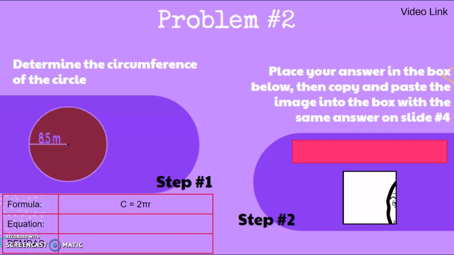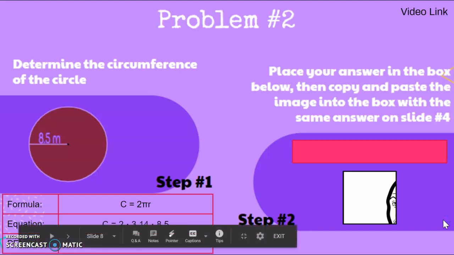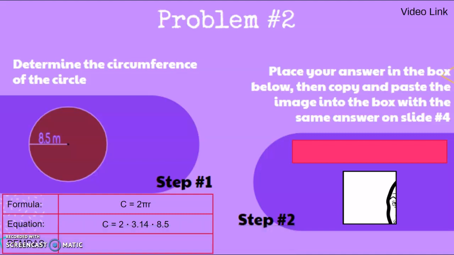So C we don't know. It equals, we bring that down. Our 2, we just bring down pi equals 3.14, and our radius is given in the picture, 8.5. So we go ahead and write that down. Now when everything is side by side like that, that means we are multiplying. So we have C equals 2 times 3.14 times 8.5.